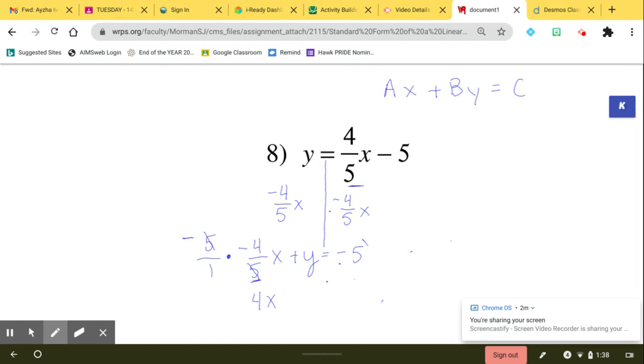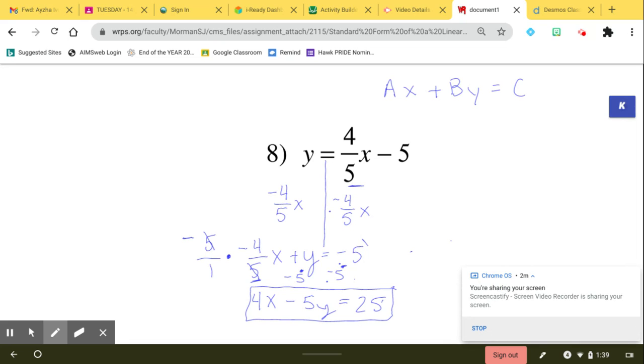But if I multiply that term by negative 5, I must also multiply all the other terms by negative 5. So this becomes minus 5y is equal to negative 5 times negative 5, which is 25. So now this equation is in correct standard form, with a being greater than 0 and all of our terms being integers.